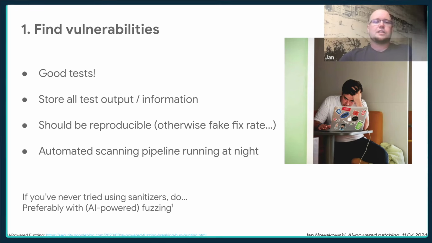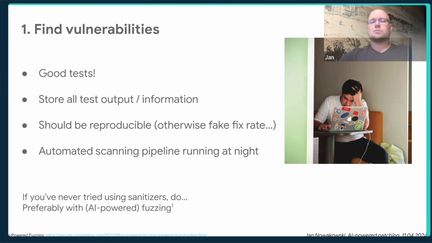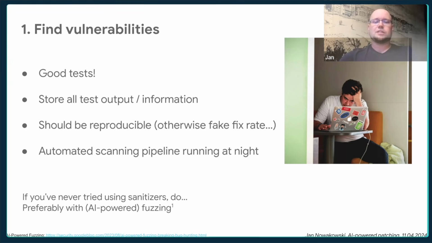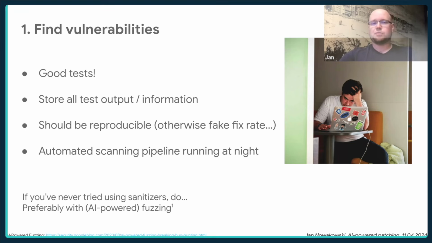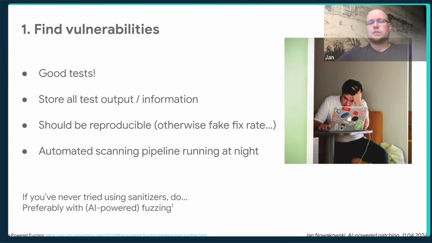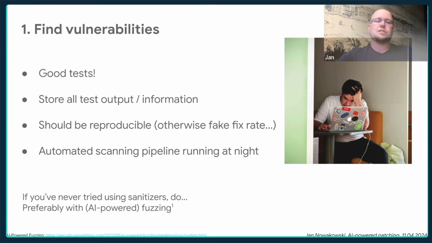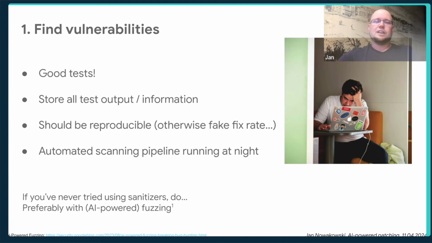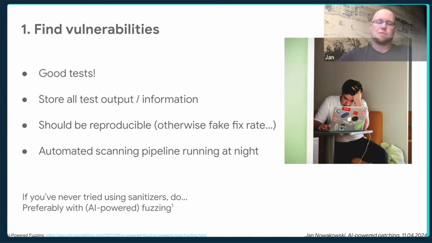What we find very, very important is that they should be reproducible, because we need to reproduce them before trying to fix them. There is a delay between when the bug is found and the time we want to fix the bug. So if we didn't reproduce the bug right before trying to fix it, we would have a fake great fix rate, and we don't want that.